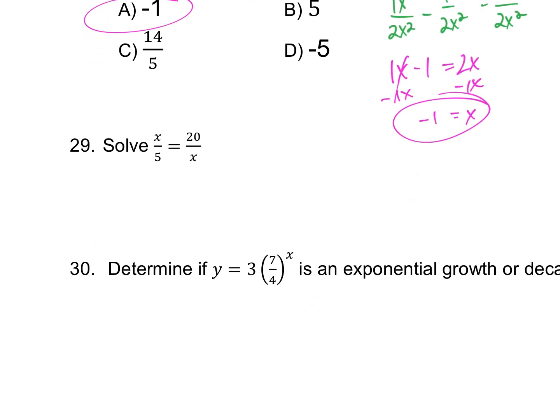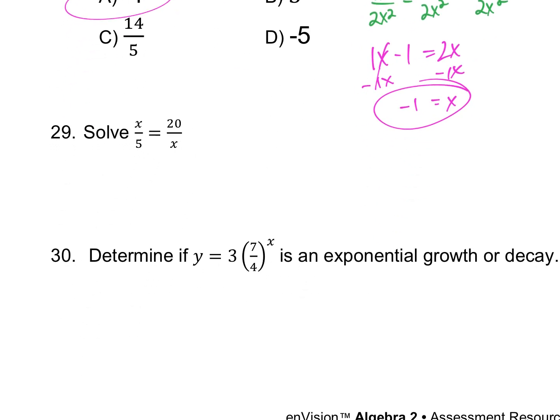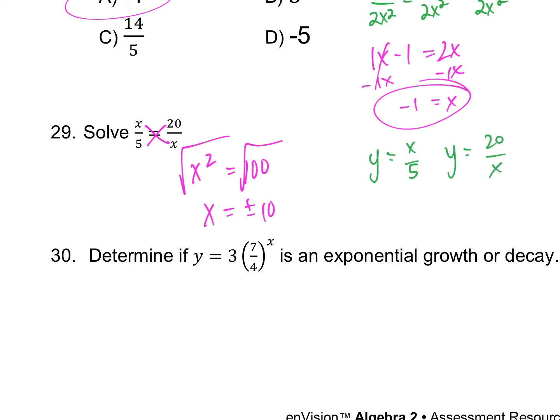The last one here, number 29, is a cross multiplication problem. So I'm going to do x squared is equal to 5 times 20, which is 100. I'm going to take the square root, and x is equal to plus or minus 10. Remember, when we take a square root, we get a positive and a negative. Again, if you don't like that, go for it and graph it. Y equals x over 5, y equals 20 over x, and find where they intersect.